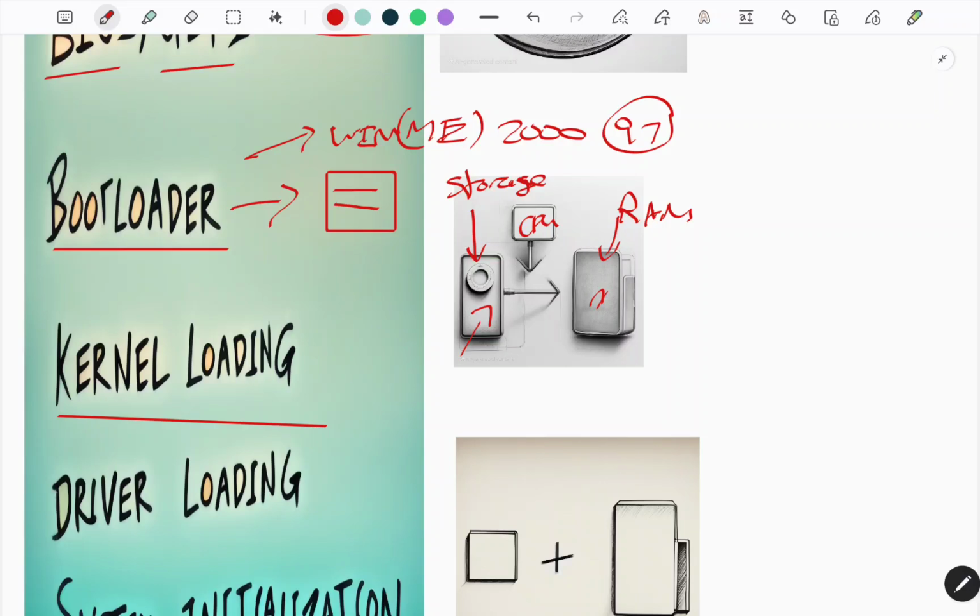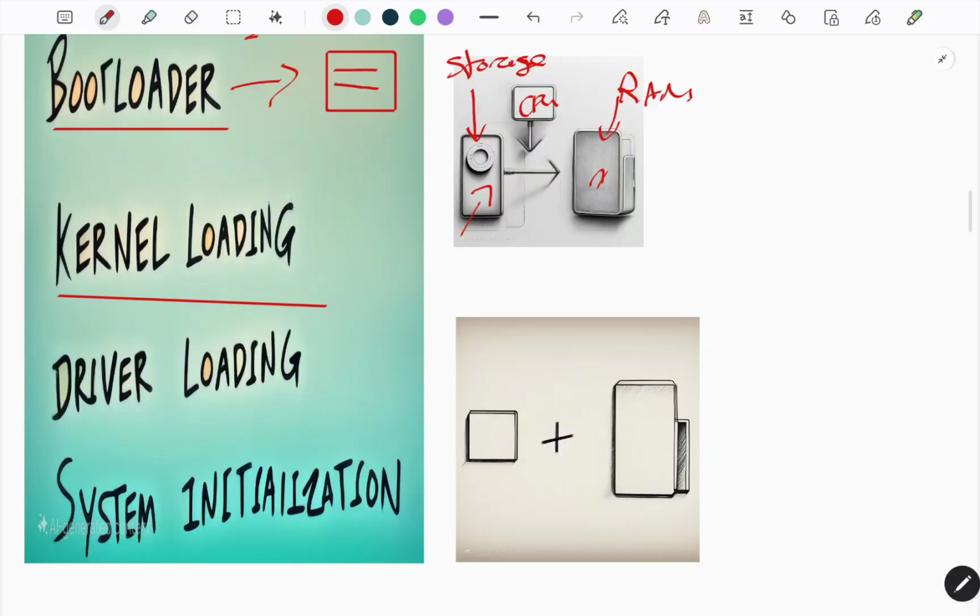All right, if you go into detail, the study kit will have a very detailed list on what happened in the kernel loading. There are different stages of kernel loading, but I'm not going to highlight that so much because you can read that on your own.